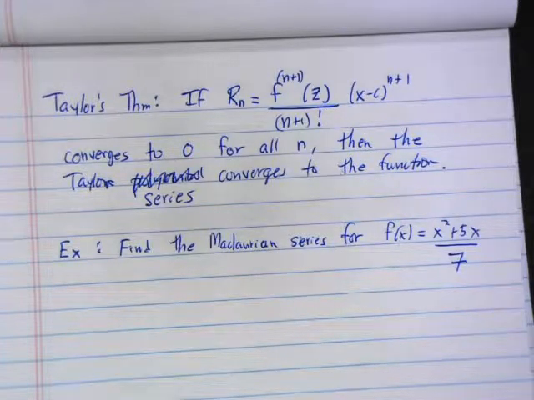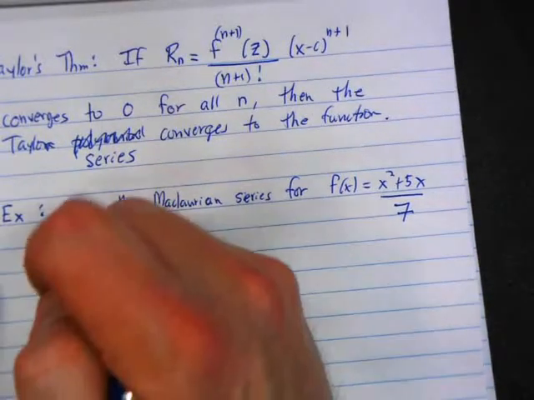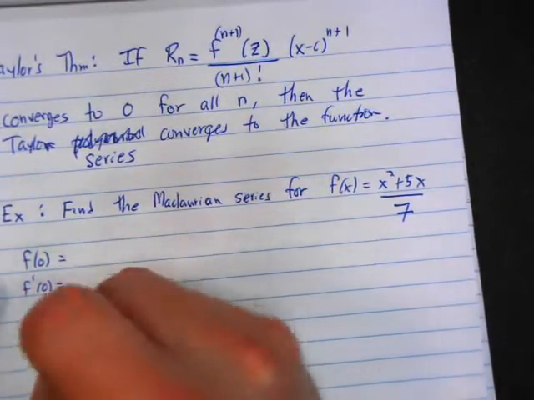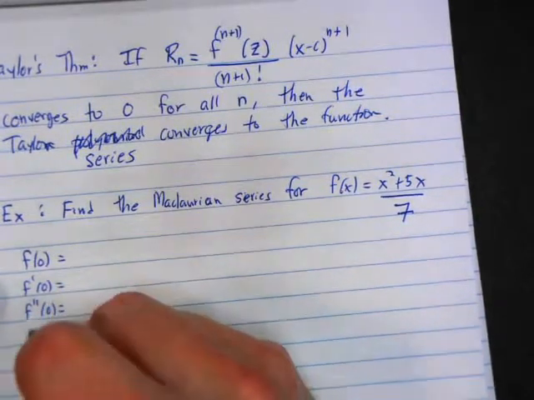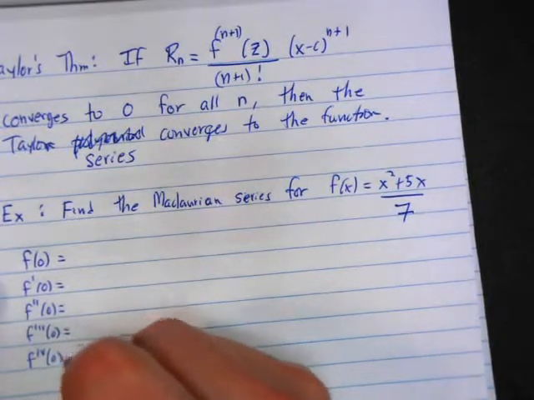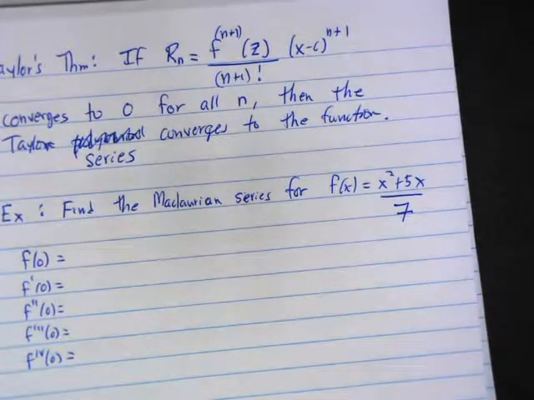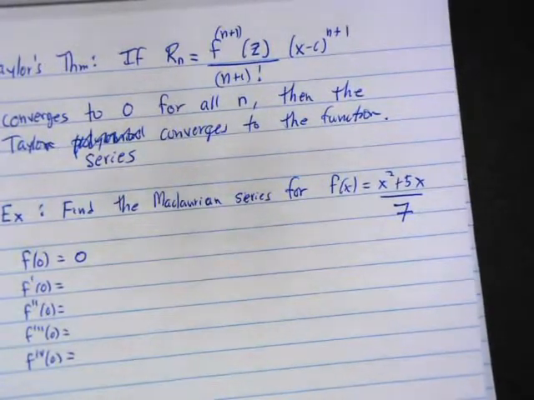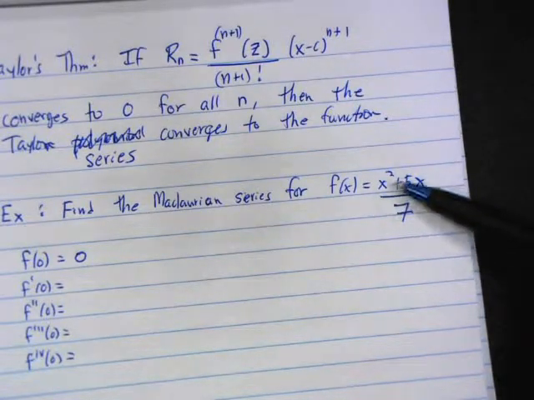How do I find the Maclaurin series? Well, I start by finding f at 0, f prime at 0, f double prime at 0, f triple prime at 0. Maybe I have to go all the way to the fourth derivative at 0. And I hope that I find a pattern in my values. So let's see if we can find a pattern. Well, the first one's easy. What happens when I take 0 and plug it into my function? I get 0. What's the derivative of x squared plus 5x over 7?